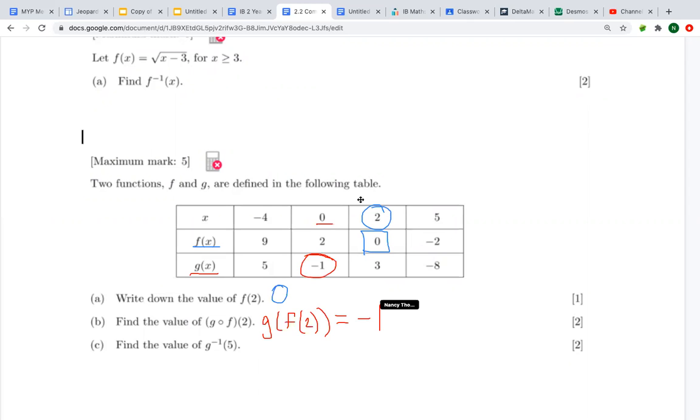And then lastly, it wants you to find g inverse of 5, which means I'm going to find g and find 5 in that row, and here it is right at the beginning, and then trace it up to figure out which x value I put in. So the inverse would be -4.